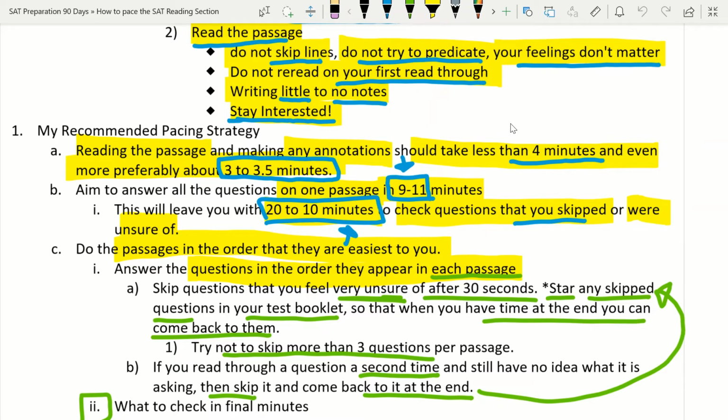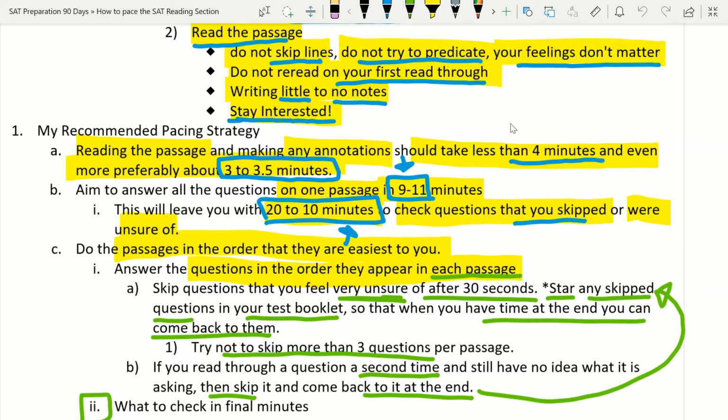Because if you're taking 11 minutes and skipping 3 of them for each passage, then you're going to have to come back and do 15 of them with only 10 minutes left, and that's really bad pacing. So if you're going to skip 3 of them, try to finish in 9 minutes. If you're not skipping any, finish in 11 minutes. So that's why there's that range. With that, let's go through a quick refresher of how to pace these passages.